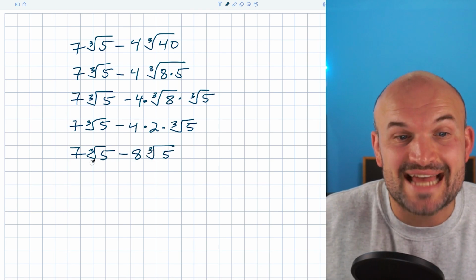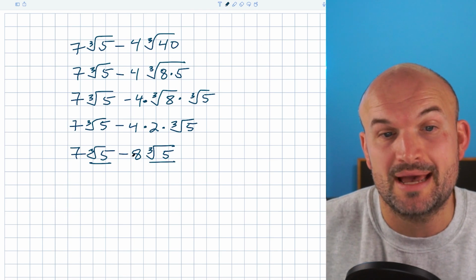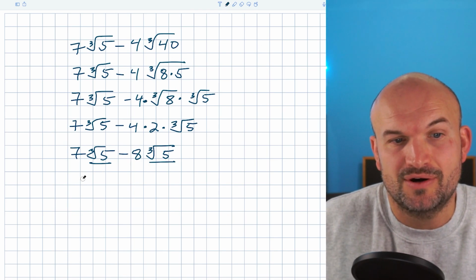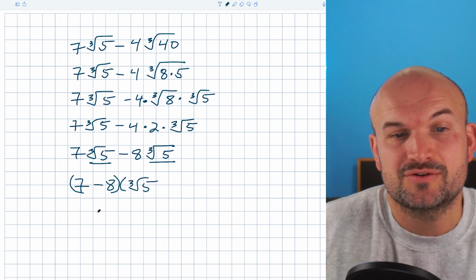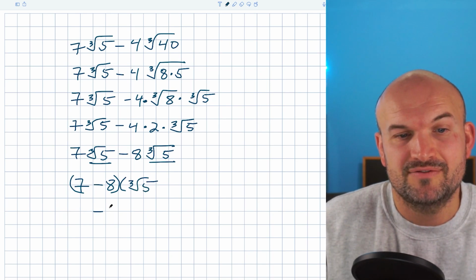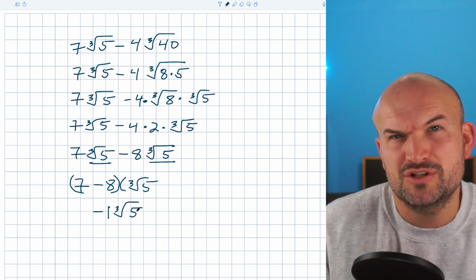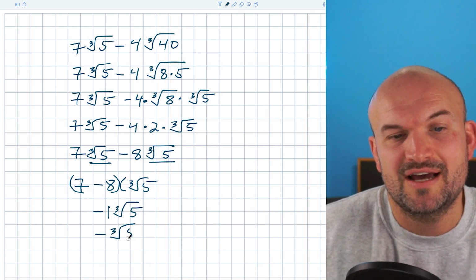We have the exact same radicals, both the cube root and both of 5. So now I can just go ahead and say 7 minus 8 of the cube root of 5. And 7 minus 8 is going to be a -1. So that'd be a -1 times the cube root of 5, which we can just write as a negative cube root of 5. So there it goes, ladies and gentlemen.